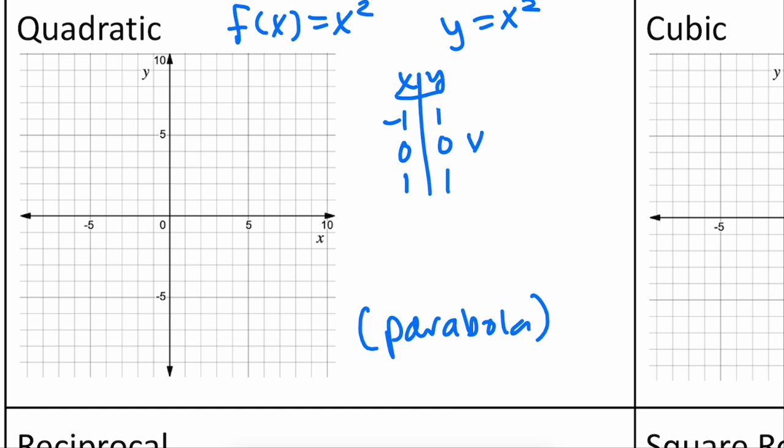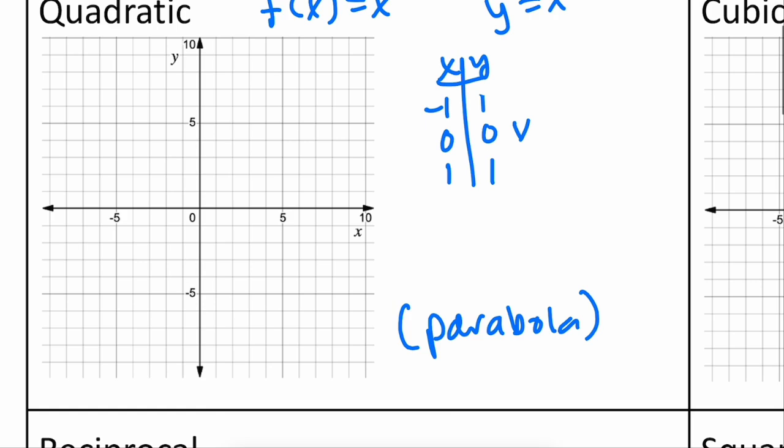Now, as far as the graph goes, I don't need perfection here, but I need you to at least go through those 3 points. If you want to be a little more accurate, you could also do, if I plug in 2, I get 4. So -2 is also 4. If I plug in 3, I get 9. So -3 is also 9, okay?